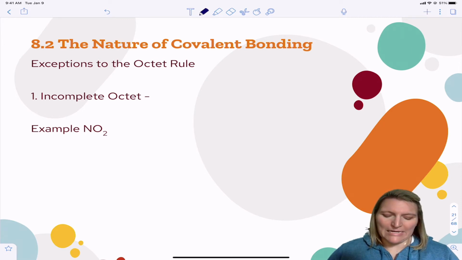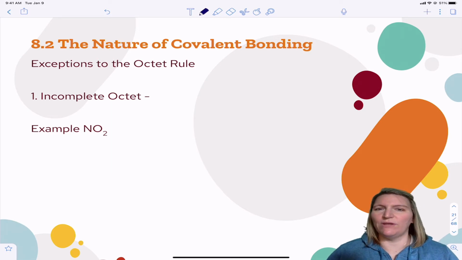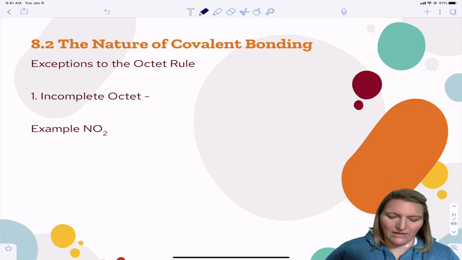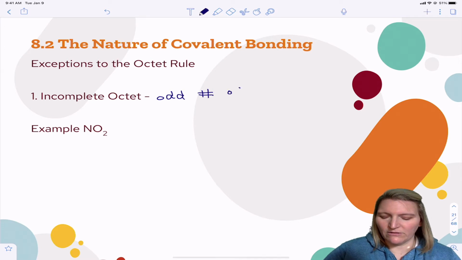The first one is an incomplete octet. This is a situation where no matter how you rearrange the electrons into double bonds or triple bonds, there just aren't enough electrons to give every atom a full octet. This happens when you have an odd number of valence electrons.